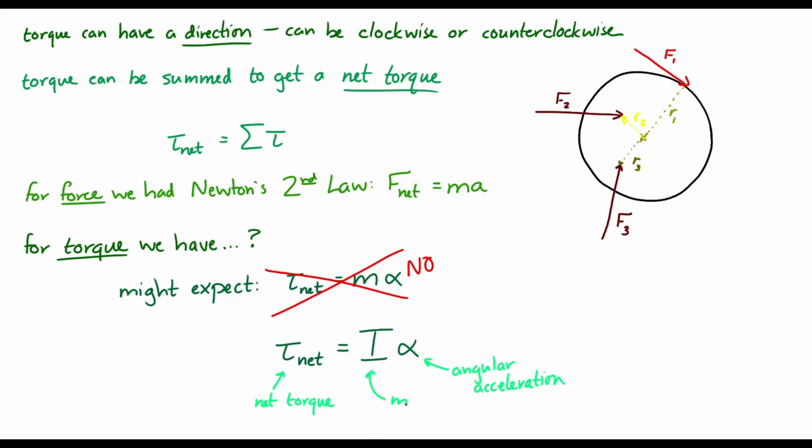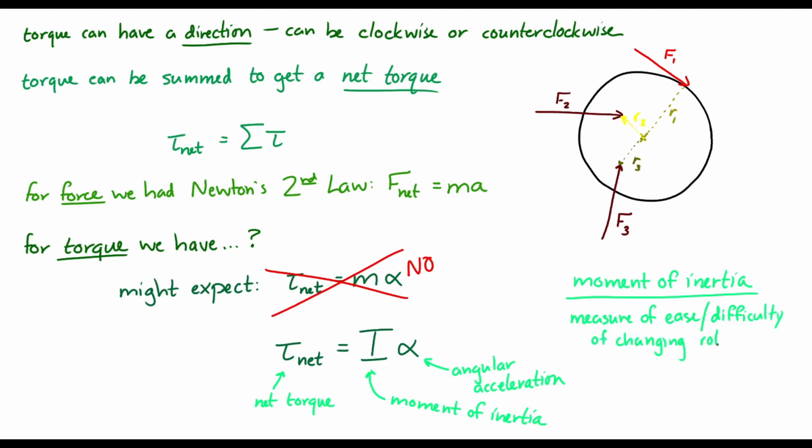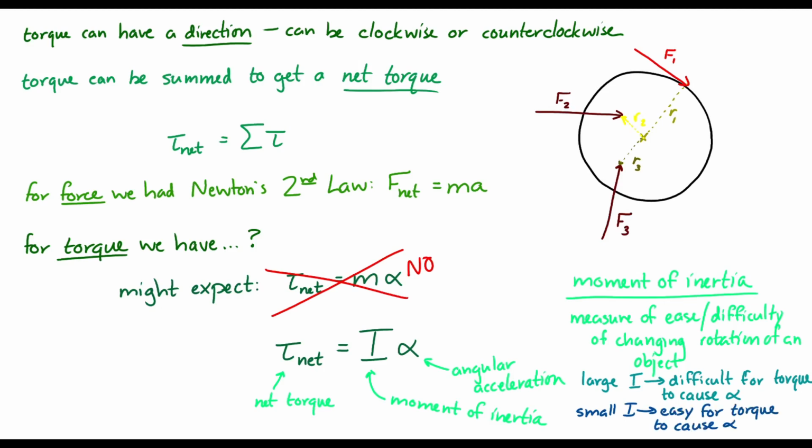And the moment of inertia is a little hard to pin down, but it's kind of a measure of the ease of changing the rotation of an object. So if an object has a large value of the moment of inertia, then that can be interpreted as meaning that it's relatively difficult for a torque to cause an angular acceleration for that object. And if an object has a relatively small value of the moment of inertia, then that can be interpreted to mean that it's relatively easy for a torque to cause an angular acceleration.